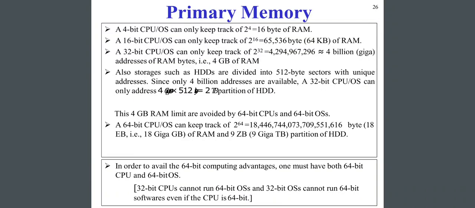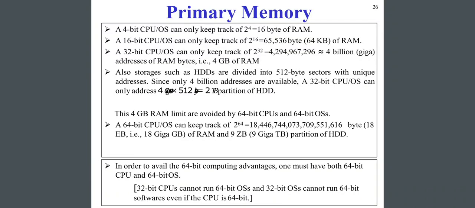32-bit CPUs cannot run 64-bit OSs, and 32-bit OSs cannot run 64-bit softwares even if the CPU is 64-bit. So that's why you always need the CPU and the OS to have the same bit width. Simply, if you have a 32-bit CPU, then you need a 32-bit OS. And again, if you have a 64-bit CPU, then you need a 64-bit OS, because as I already said, 32-bit CPUs cannot run 64-bit OSs, and 32-bit OSs cannot run 64-bit softwares even if the CPU is 64-bit.